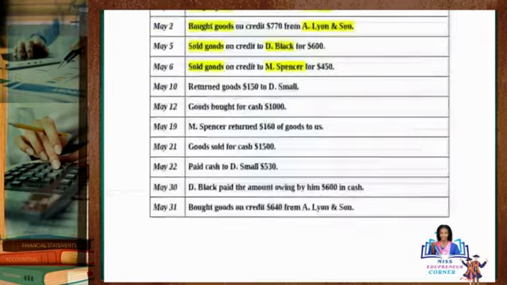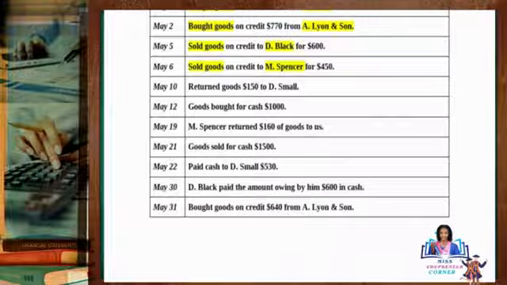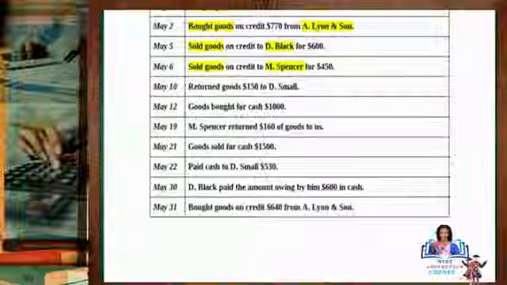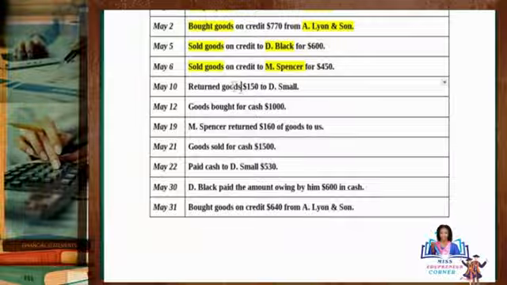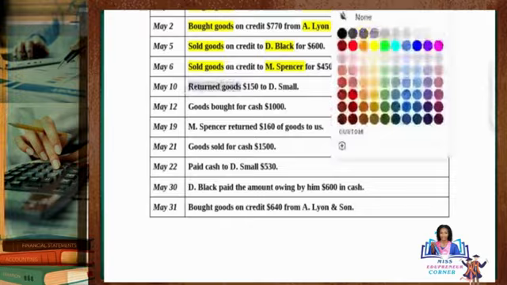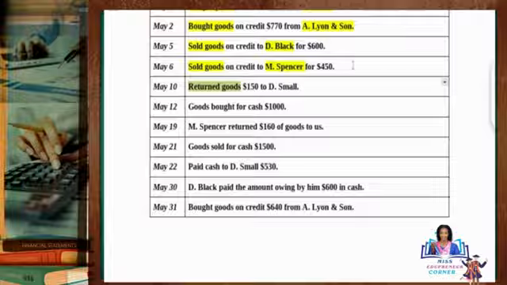On May 10, return goods $150 to D Small. So on May 10, the business returned goods amounting to $150 to D Small. So goods is leaving the business and going back to our supplier. In that case, the return outwards account would be affected, seeing that it is the firm or the business that is returning the goods to the supplier. So the return outwards account is affected, as well as the creditor, who is D Small, or the supplier, who is D Small.